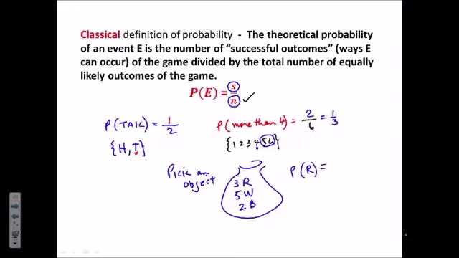Well, how many equally likely outcomes are there to this game? Well, each of these balls is equally likely to be picked, so therefore there are 10 equally likely picks. How many of those 10 would be red? Well, 3. So there's a 3 out of 10 chance that you would pick a red one.